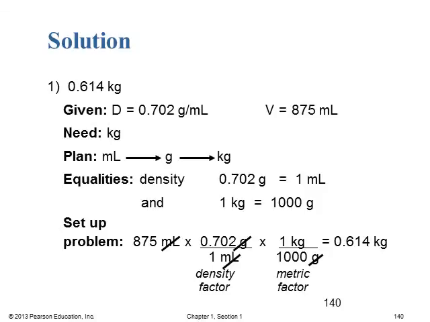Our milliliters nicely cancel out. Then we have 1 kilogram over 1,000 grams, so our grams cancel out. We're left with kilograms, and we have 0.614 kilograms. 875 has 3 significant figures, and 0.702 has 3 significant figures, so that's the least number of significant figures. So we can report 3 significant figures in our final answer.